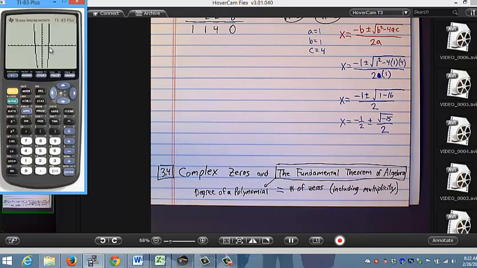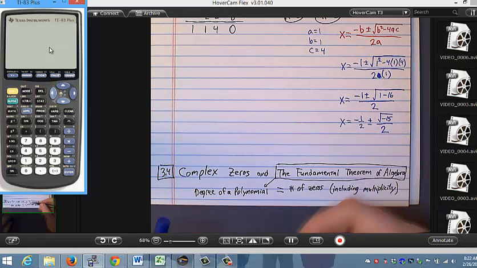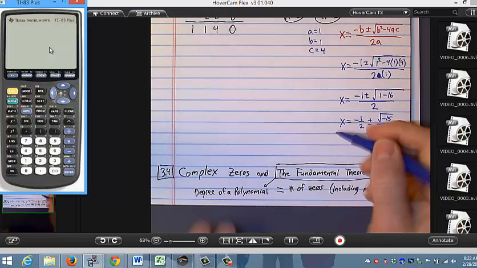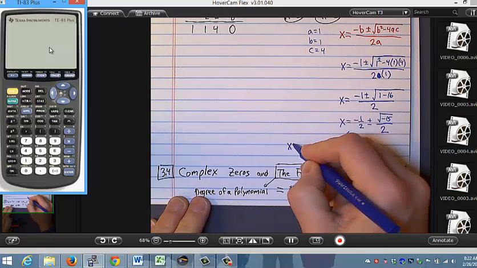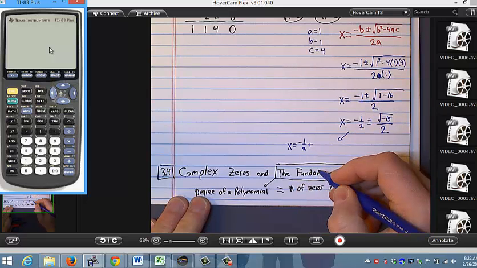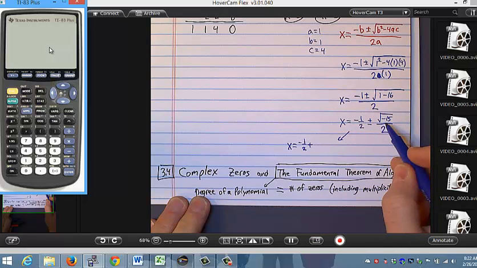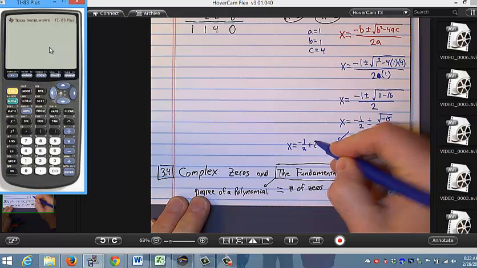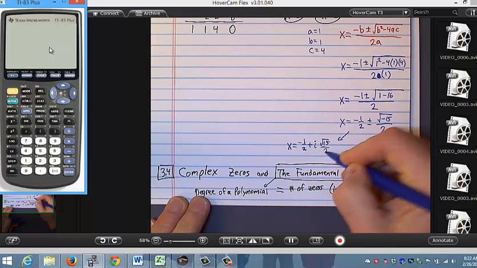Well, I guess we have two real zeros, okay? But we also have two complex zeros. Here they are. Let me show you that there's two of them. At some point here, what people usually do is they'll take these and split them up. One of these is x equals negative 1/2 plus, and you know what you do with the square root of negative 15? You write it as i times square root of 15 over 2.